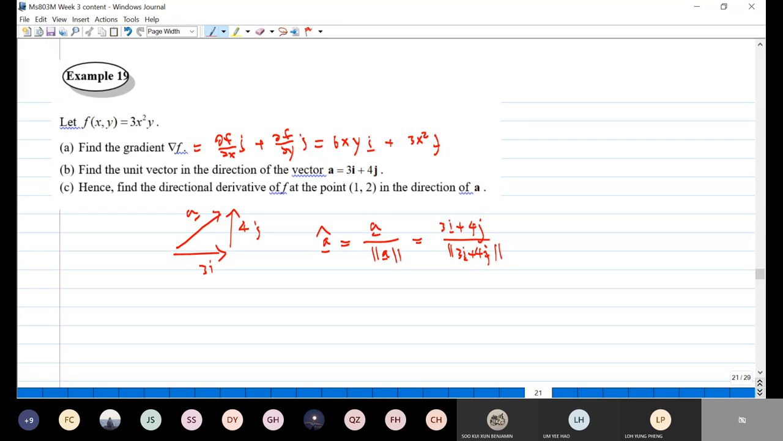Length of 3i plus 4j, you can find by drawing a right-angled triangle with sides 3 and 4 here. So this is actually 3i plus 4j over 5. So we get 3 over 5 i plus 4 over 5 j. This answers the second part.